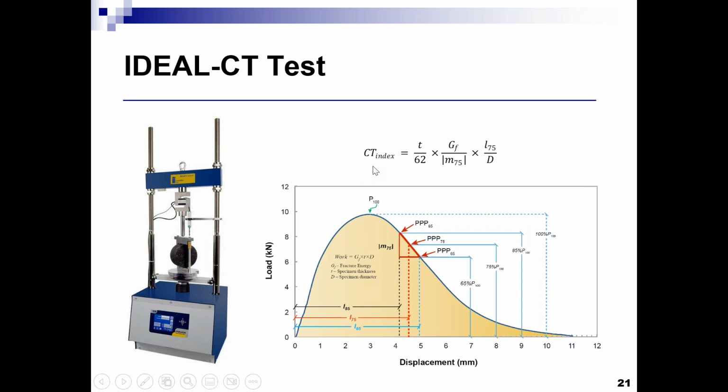This index parameter is based on the area under the load versus displacement curve, which is the fracture energy. It also looks at the slope of the post-failure load versus deformation curve. So brittle materials typically have a high slope, a sharp drop in force, whereas ductile materials, which are more favorable for fatigue cracking, have a smaller slope. It looks at L75, which is the displacement corresponding to the location where we calculate the post-peak slope, and we have T, which is the thickness, and D is the diameter of the specimen. We used a 6-inch diameter by 62 millimeter specimen height to perform the IDEAL-CT testing.